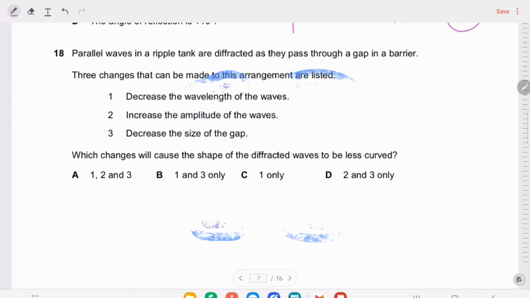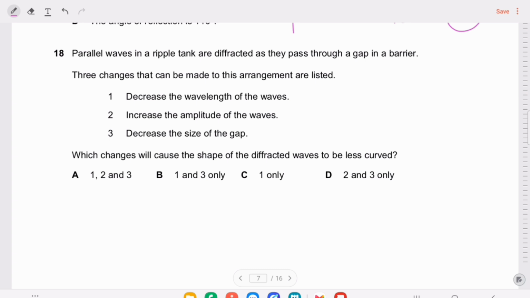Parallel waves in a ripple tank are diffracted as they pass through a gap in the barrier. Three changes that can be made to this arrangement are listed: 1. Decrease the wavelength of the waves. 2. Increase the amplitude of the waves. 3. Decrease the size of the gap. Which changes will cause the shape of the diffracted waves to be less curved? Let's look at statement 1. Decrease the wavelength of the waves. So the waves become less spread out, less diffraction. So statement 1 is correct.